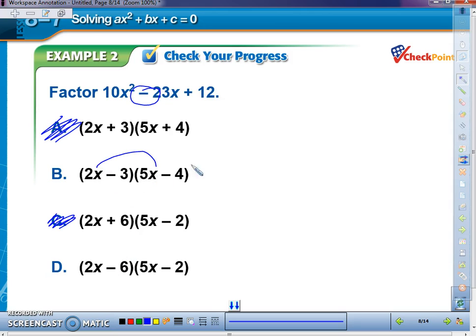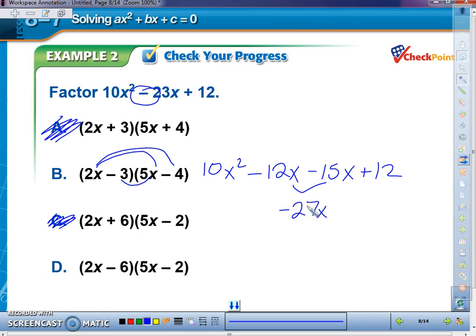Well, 2x times 5x is 10x squared. I'm good so far. 2x times negative 4, negative 12x. Right here, negative 3 times negative 5, negative 15x plus 12. When I combine like terms right there, I get negative 27x. That is not what I want right there. So I'm betting D is my answer. So let's see what we get here.